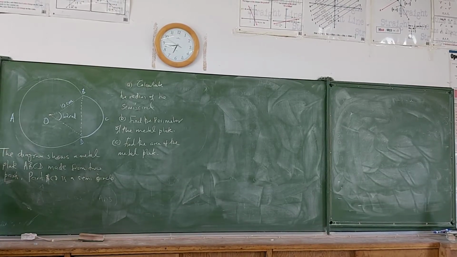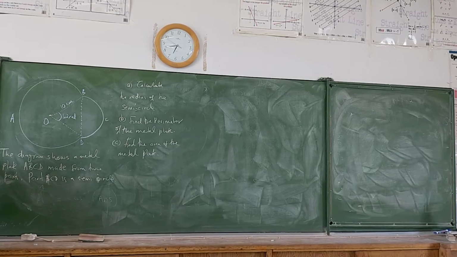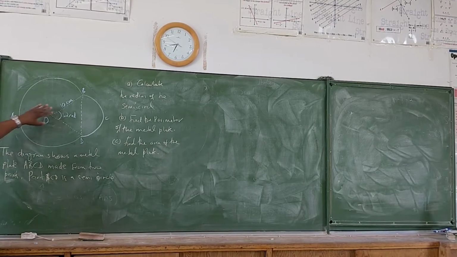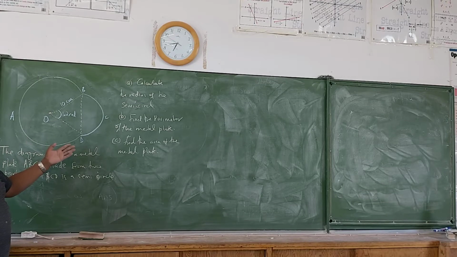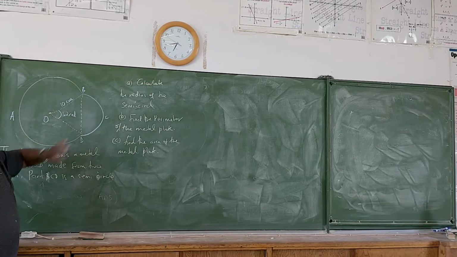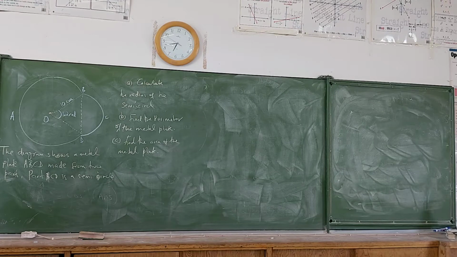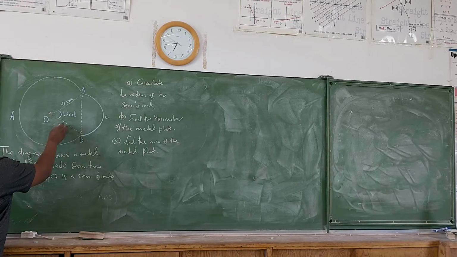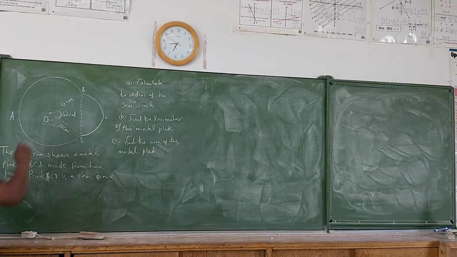You have the information here. The diagram shows a metal plate made from two parts. So this is the first part we're talking about, and that's the second part. The radius of the semicircle. I will bring this in here as well. That is 10 centimeters, you agree?